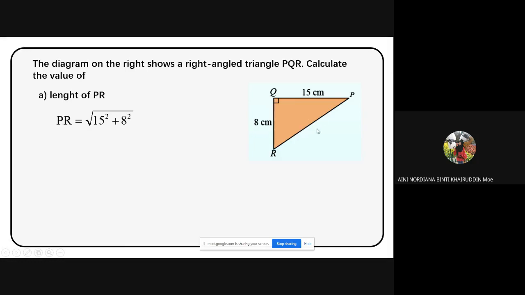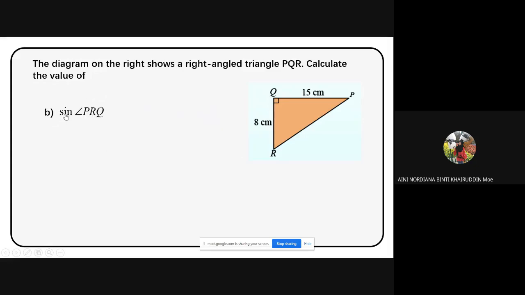I repeat, if you want to calculate the hypotenuse, you just add the square of the length of these two sides. So 15 square plus 8 square, square root. Square root, don't forget. For this one, you can use your calculator. You'll get 17. So the length of PR is 17.